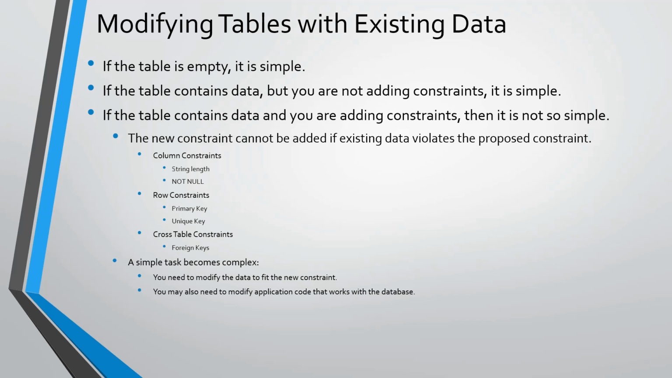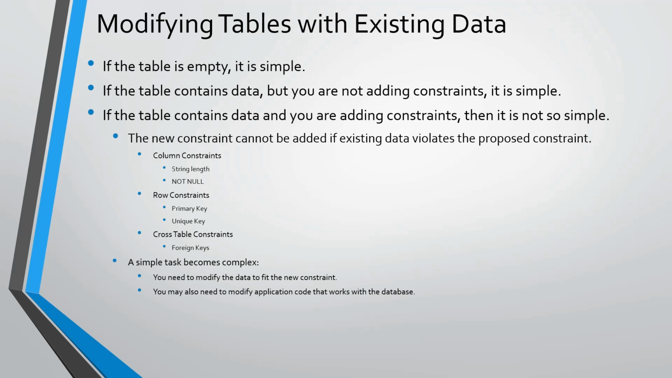If there's a row constraint, primary key, and you're modifying the primary key, and there's existing data that's not unique according to the primary key, then that alter table would also be rejected. Similarly, the foreign key would be rejected if a foreign key relationship cannot be established between a child row and a parent row in the existing data. So a simple task becomes complicated.